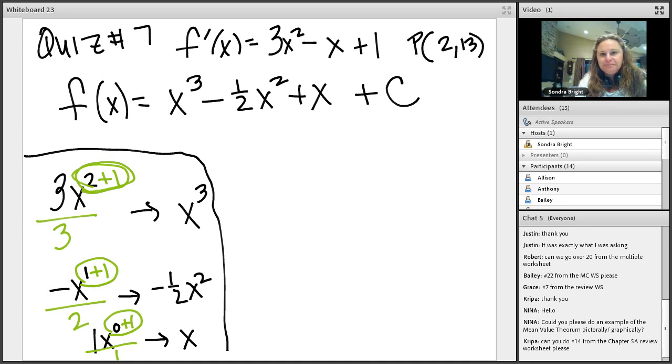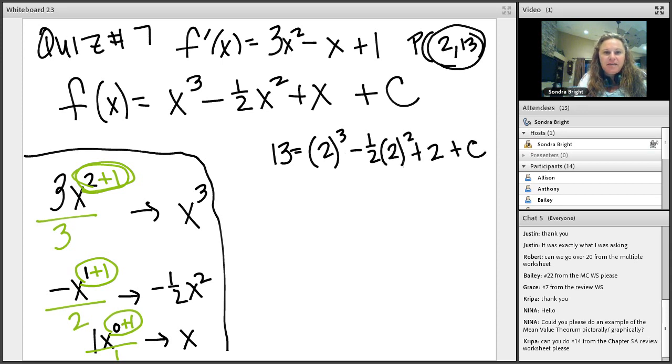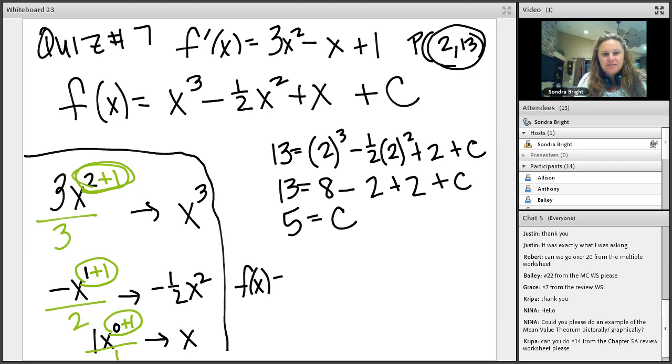Then you plug in these guys. Plug in 13 into f of x and plug 2 into your x. And then solve for c. So that's 8 minus 2 plus 2. And so those guys go away. 13 minus 8 is 5. So 5 is c. And so your function is f of x equals x cubed minus 1/2 x squared plus x plus 5.